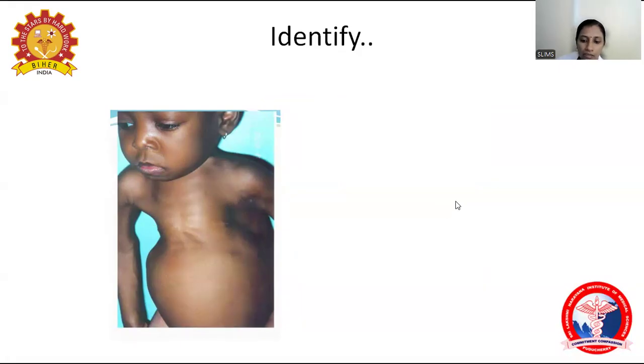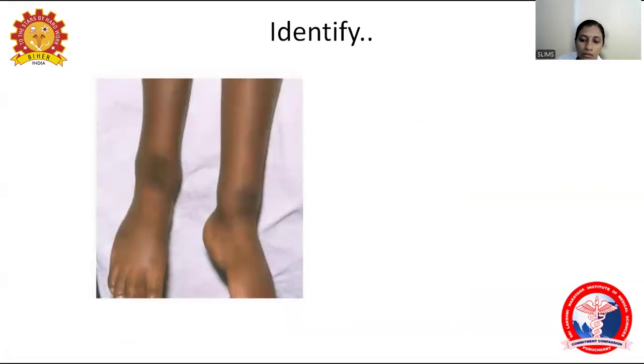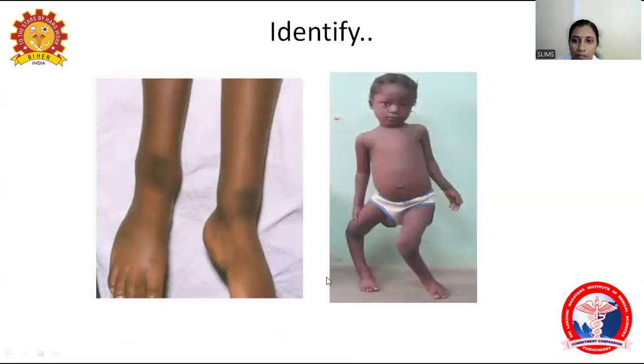And here is one image, not very clear, of the softening of the bones showing a windswept deformity. I have another image also to show you. This is another, clearer image of a windswept deformity of the lower limbs, and this is the ankle showing double malleolus.